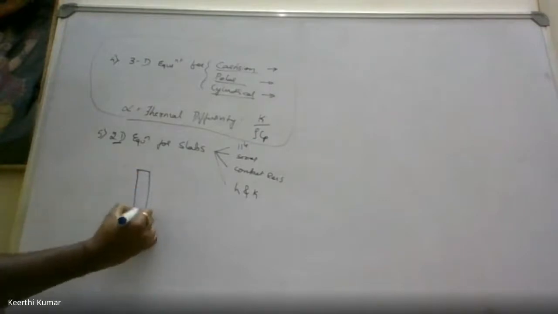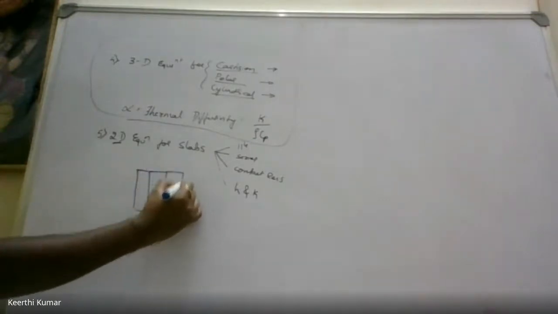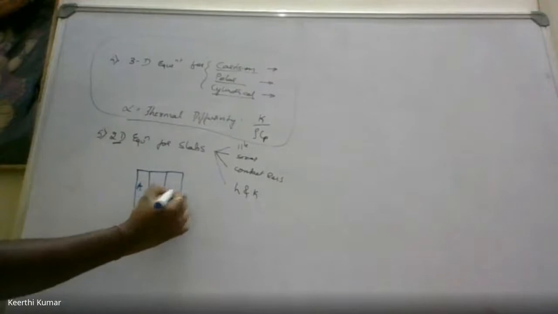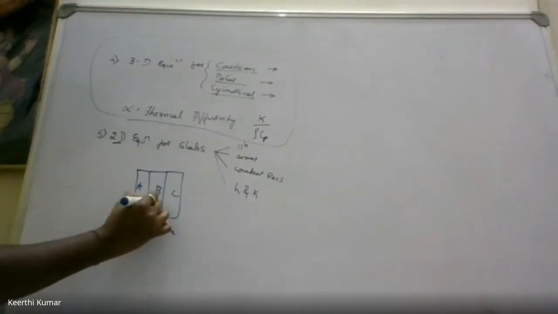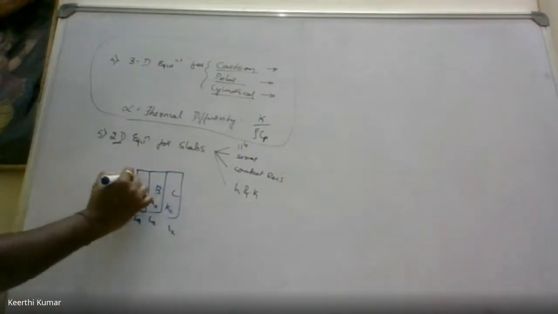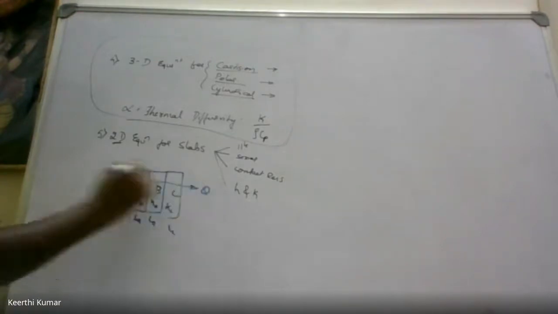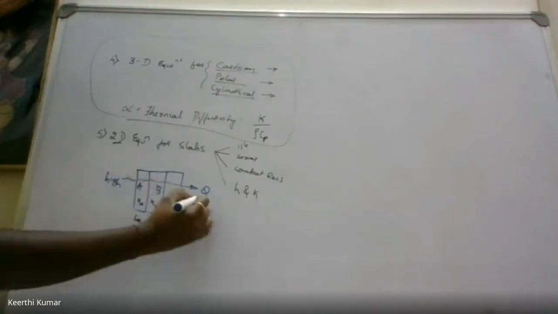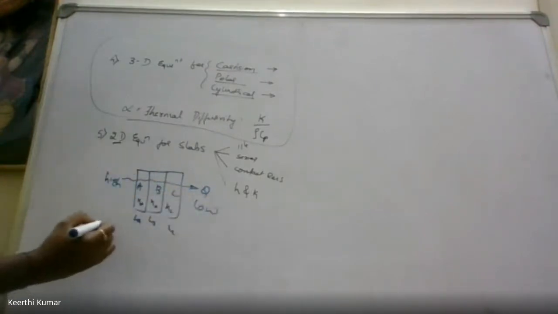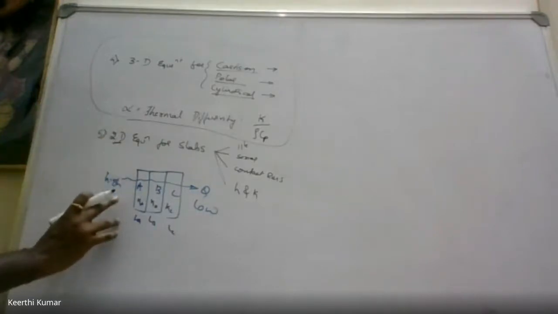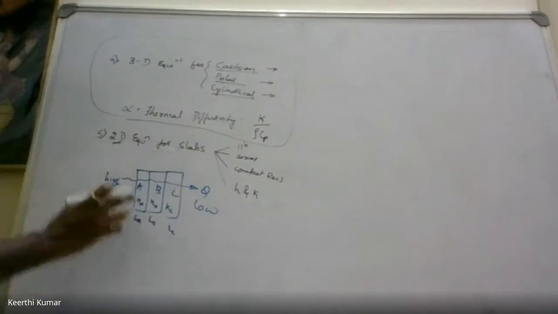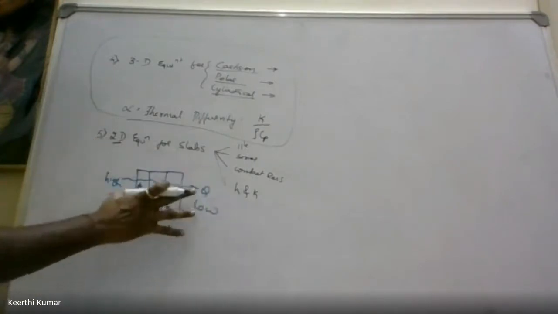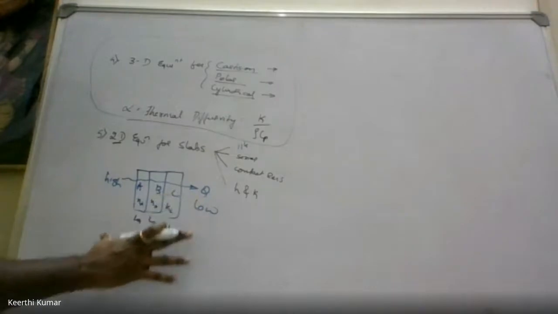See, if there are multiple slabs like this, we will take A, B, C, LA, LB, LC, KA, KB, KC. The rate of heat transfer Q, we are going to take from left to right, and the left side is higher temperature and the right side is lower temperature. If there is a fluid here, I can write down this is the arrangement for heat transfer. If there is fluid on either side, I can rewrite the same figure in the form of electrical analogy.